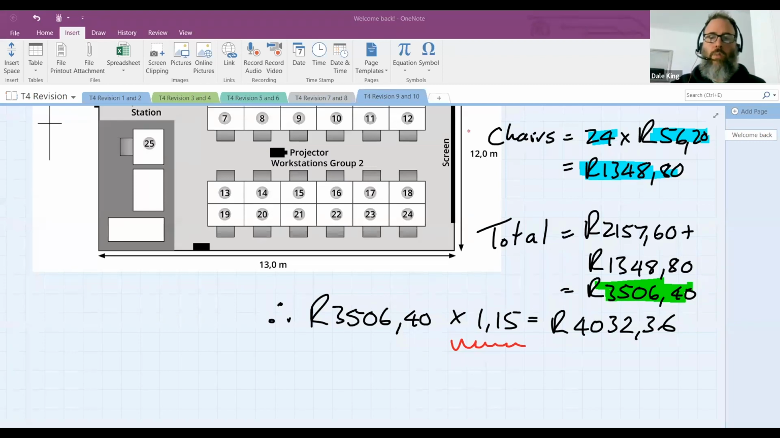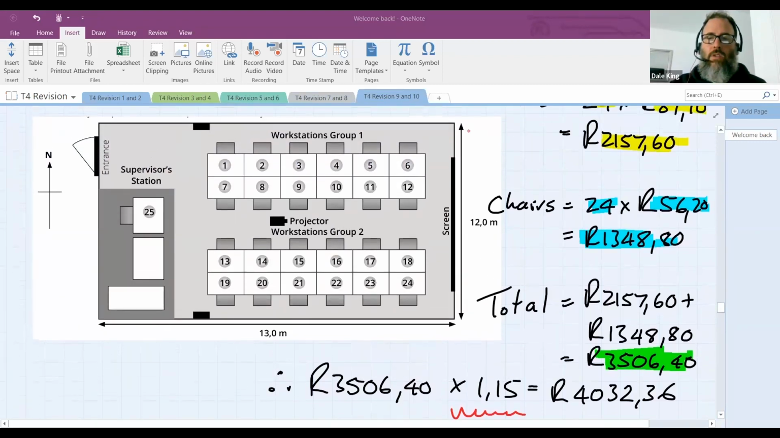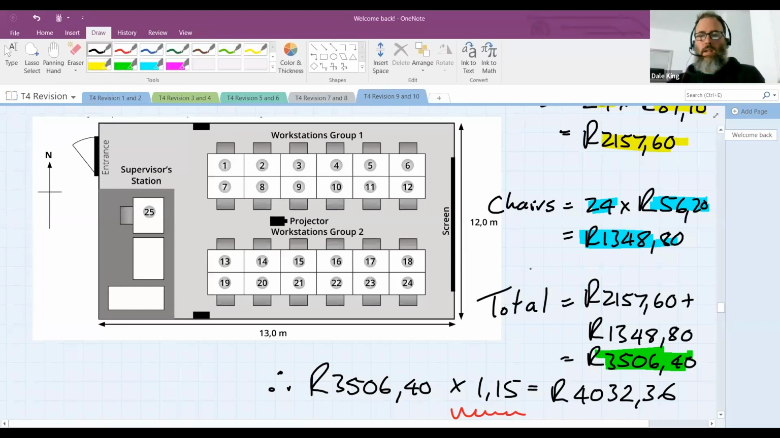So have a look at your method. Have a look at ours on the screen here and check what is different if you're getting a different answer. But we should all be getting the same value at the end. If you add the two totals and then add VAT on, we should get 4,032 Rand and 36 cents. All right, so I'll keep it there for a few moments.